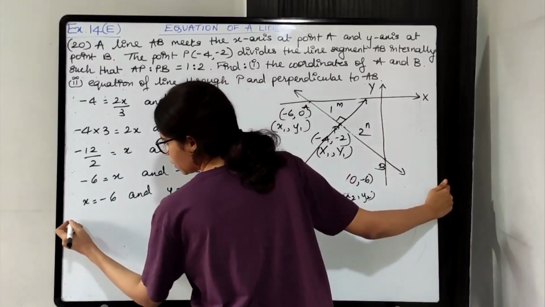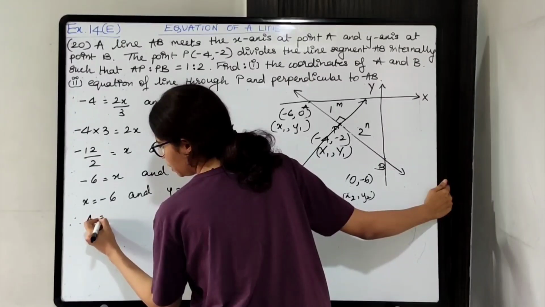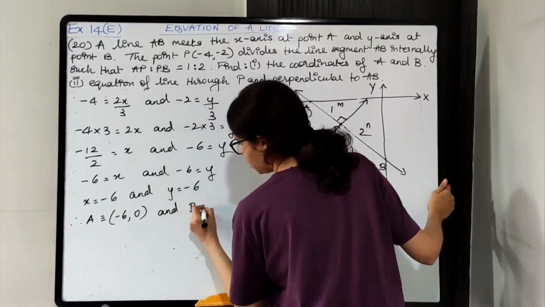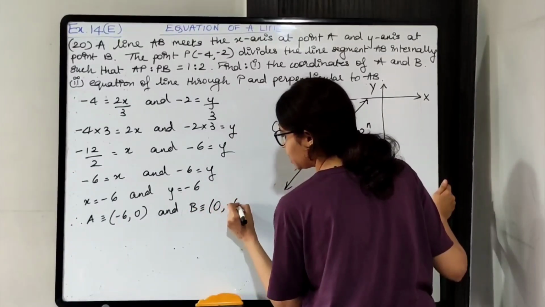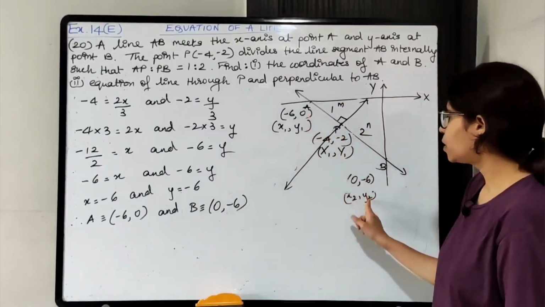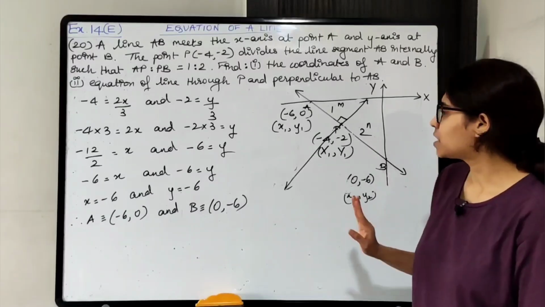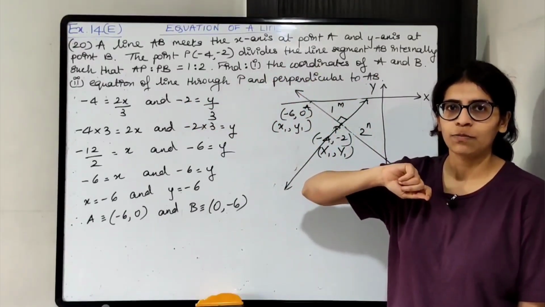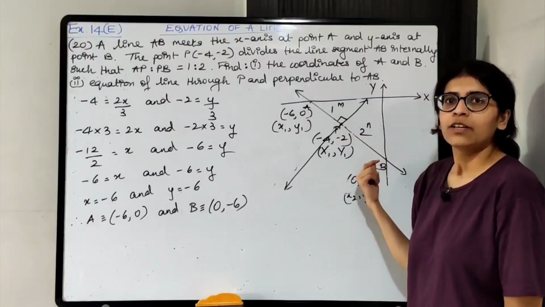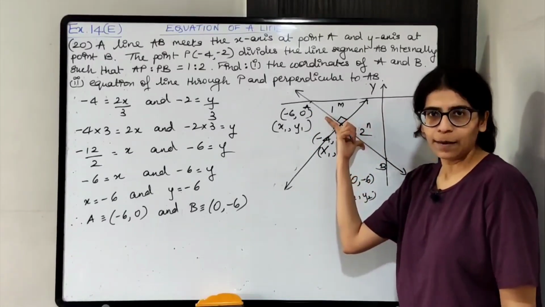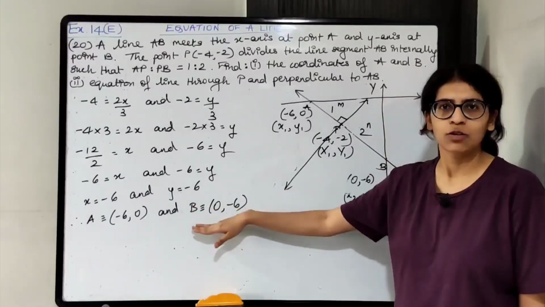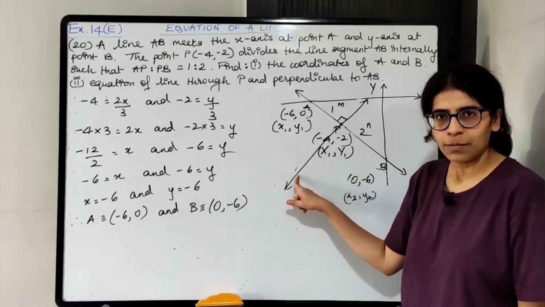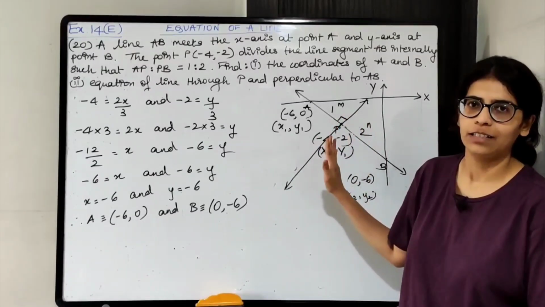Right? So therefore A will be (-6, 0) and B will be (0, -6). So we got the coordinates of A and B from the section formula. The first part is done. In the second part, we need to find the equation of the line through P which is perpendicular to AB. So first we'll find the slope of AB. We have the coordinates, so let us find the slope of AB, and then we'll find the slope of the line perpendicular to AB, after which we'll find the equation.